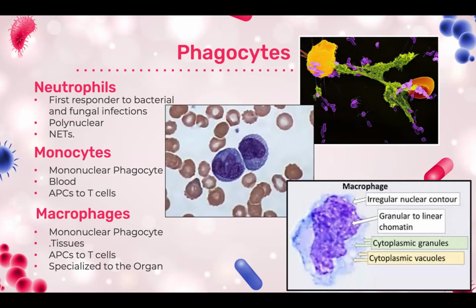Their nuclear segmentation is important for the neutrophil cell to produce extracellular traps, or nets, which is the action of the cell releasing its DNA to trap these pathogens as a last effort to protect the host.